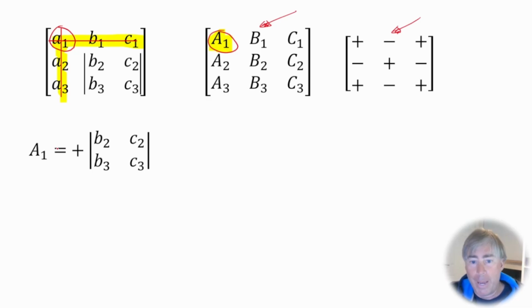Okay, and what we do is we find the determinant of this minor matrix here, which is down here, B2, C2, B3, C3, and associated with our matrix of signs, we put a positive in front. Okay, and that's how we find the first element of the cofactors, and we continue to do that.